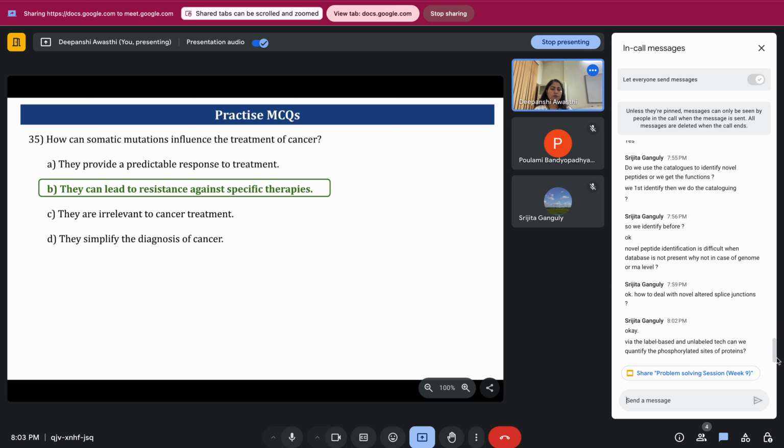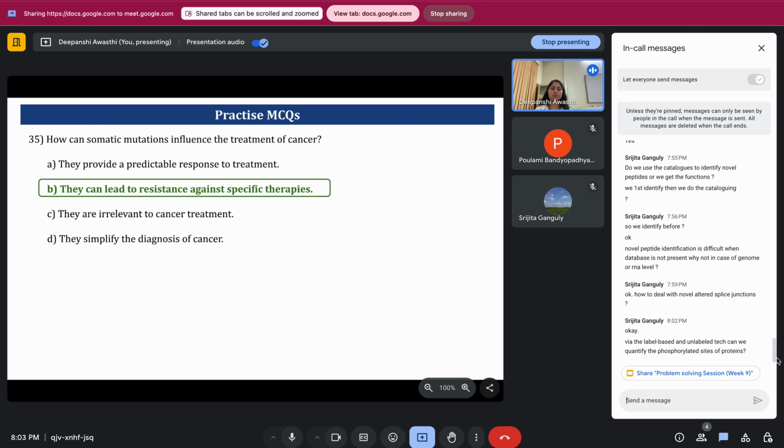Okay, so phosphorylation is a kind of post-translational modification. Before entering into label-based and unlabeled techniques, we have already seen that even with simple mass spectrometry, if there is phosphorylation, the mass to charge ratio will change. So even if you don't do label-based or unlabeled, you can quantify the phosphorylated sites, because they will ultimately change the mass to charge ratio. With phosphorylation, they add some mass to it, so the mass to charge ratio will change.